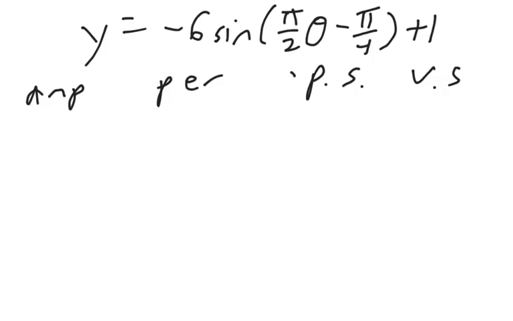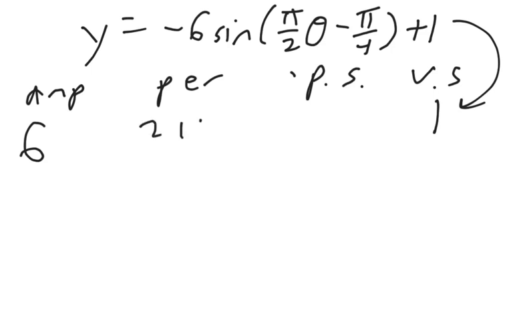Alright, in this problem we're looking for the amplitude, the period, the phase shift, and the vertical shift. Well, the vertical shift is 1, just because we just used that number right there. And the amplitude is 6, because we used the positive version of what we have in front of the sine.